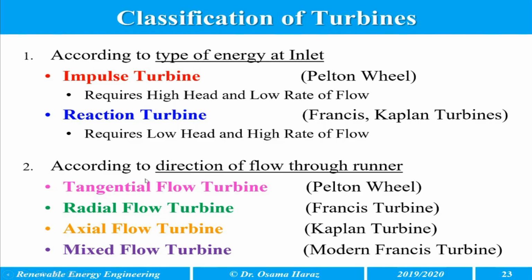We can classify also turbines in terms of direction of flow through the runner. If the direction of water flow through the runner is tangential, this will be like Pelton wheel. If it is radial, this is like Francis turbine. Or if it is axial, this is like Kaplan turbine. If it is mixed, like both radial and axial, this is like modern Francis.